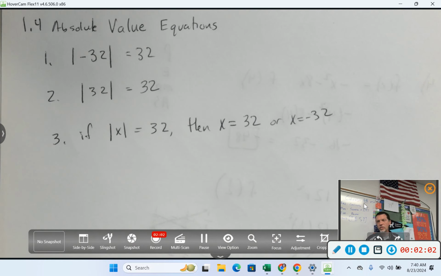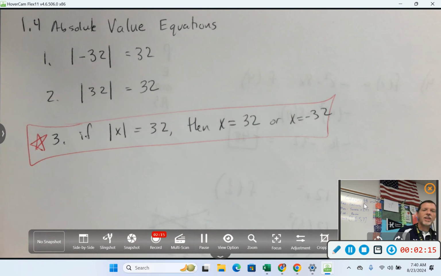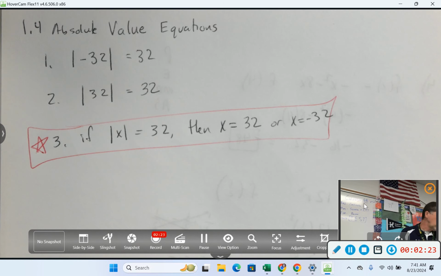Okay, absolute value turns things positive, which means the original could have been negative, could have been positive. We don't really know. This last statement here, this is sort of the heart of today's lesson. So that makes sense. We'll extend that and do some examples with it, but that's the basic concept that's going on.